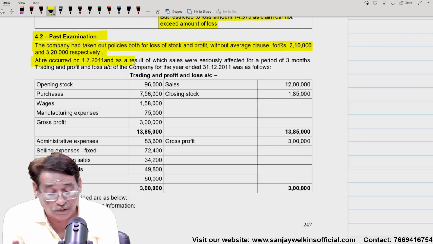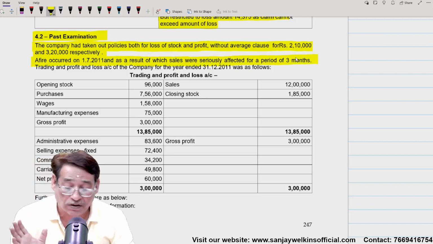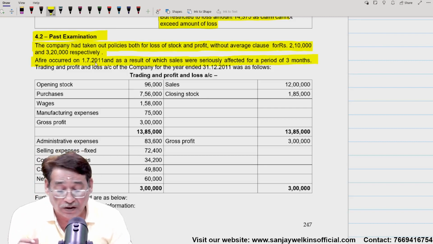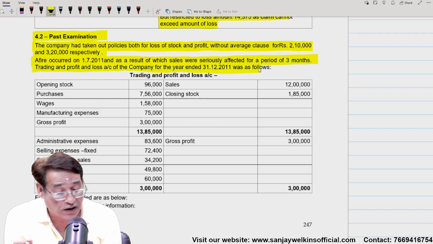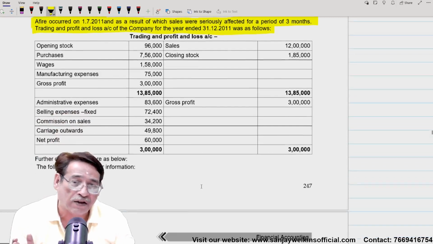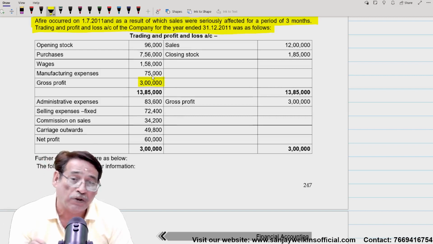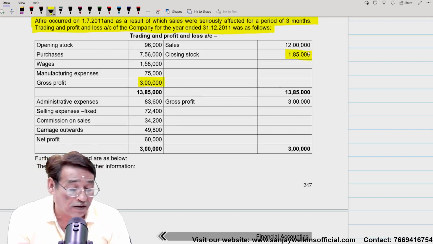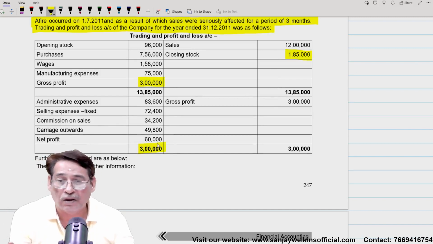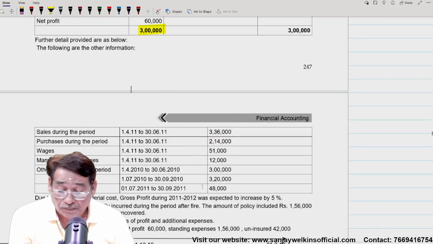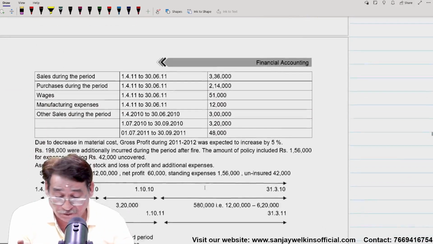A fire occurred on 1/7/2011 and sales were seriously affected for 3 months. So on 1/7/2011, fire took place, and trading and profit or loss account for the year ended 31st of 12/2011 is given, similar to the last one. So important point is that gross profit is this much, a closing stock of last year is this much, and your net profit is also given to you in this particular question. Further details are provided as follows. Now you are given some further details.